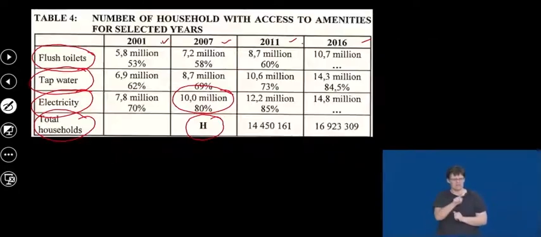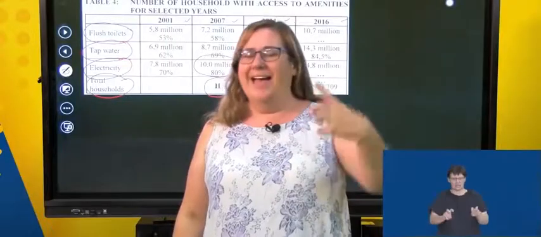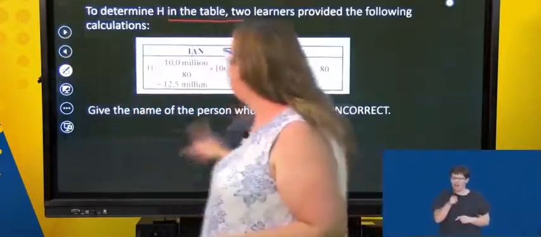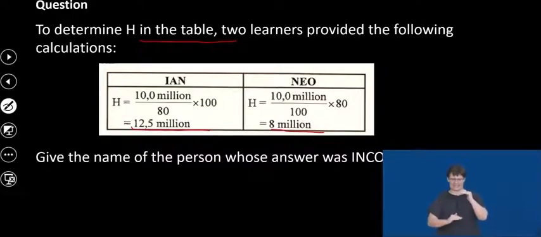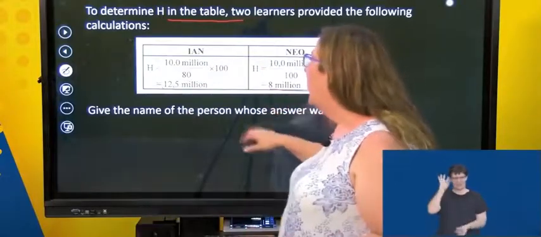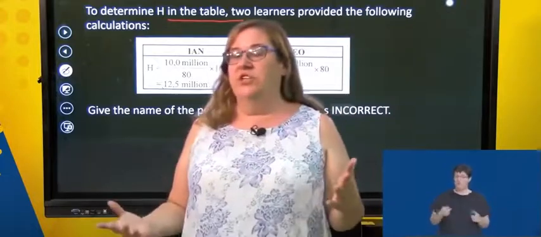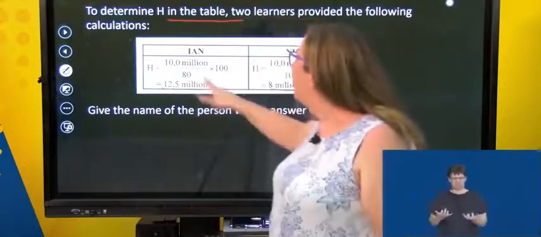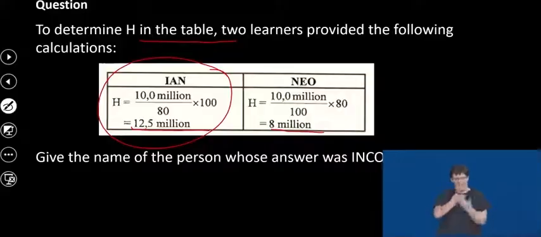But now hold on a second. Remember I said to you that 10 million people had access to electricity. So how then do we get an answer of 8 million? That's an answer that's actually less than electricity. So that cannot possibly be the total. And so in actual fact, for this question, I don't really need to do any calculations because I can immediately see that it must be Ian that actually got this correct.